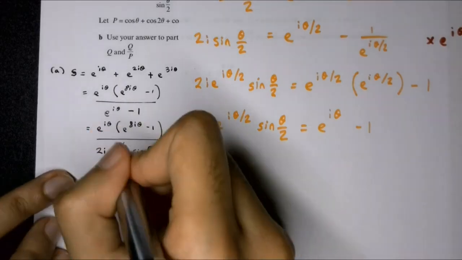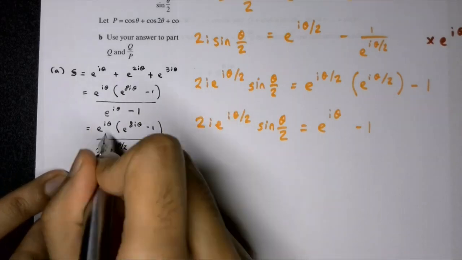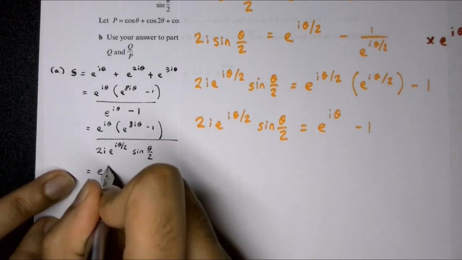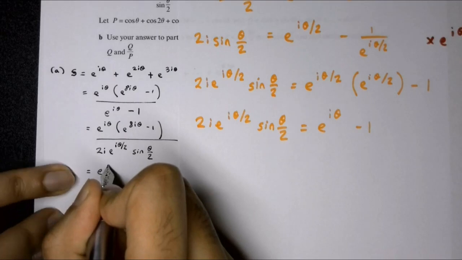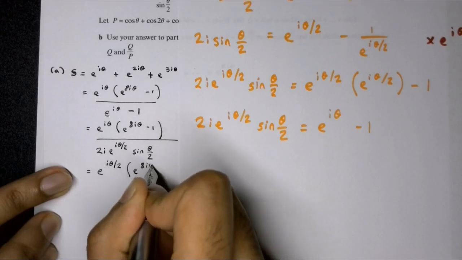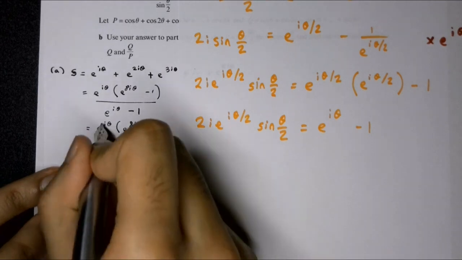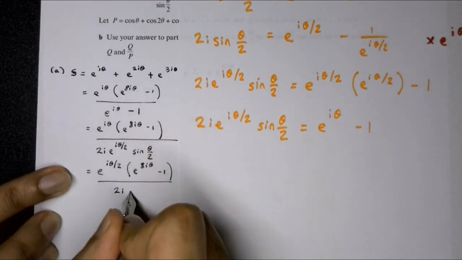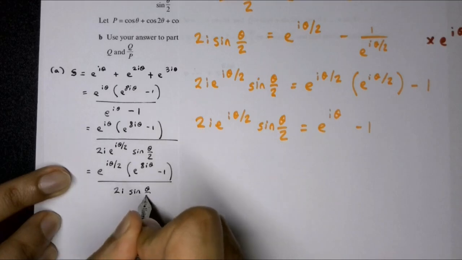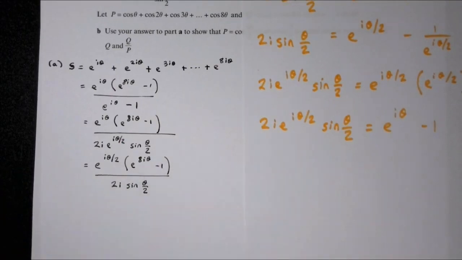Well, e to the i theta over e to the i theta over 2, that will just be, if we subtract the arguments, e to the i theta over 2, and we're multiplying this by e to the 8i theta minus 1. And on the bottom, because we've dealt with this and this, we're just left with the 2i sine of theta over 2. Now, at this point, we need to tidy all of this up.